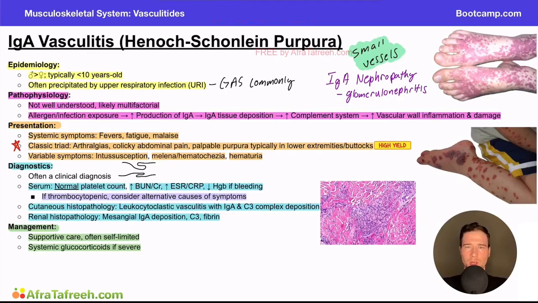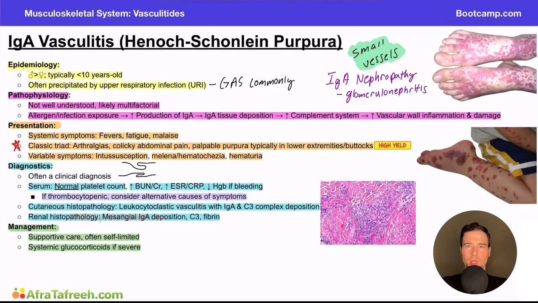So how might this present in a question stem? They could ask you something along the lines of, a 6-year-old boy presents to the pediatrician with 1 week of intermittent abdominal pain that has forced him to miss several days of school. The father reports the patient has also had a rash on both of his legs. The patient feels well overall, aside from a runny nose that began after his brother was sick last week.